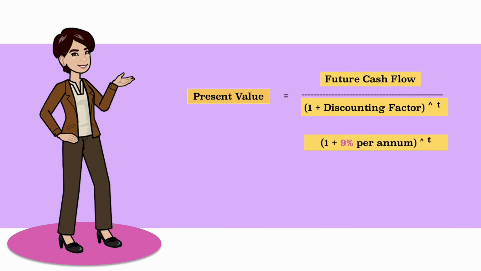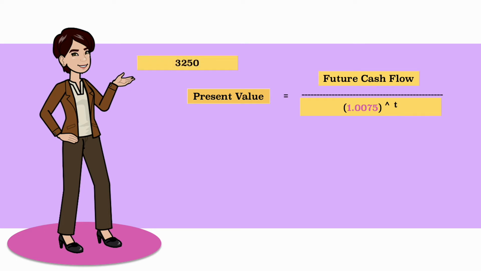Because interest incomes accrue every month, 9% per annum effectively works to 0.75% per month, or translated as 0.0075, which makes our denominator equal to 1.0075 raised to the power of t. The interest subsidy for James in the first month is 3,250 rupees. Therefore, to know its present value, we will use the formula 3,250 divided by 1.0075 raised to the power of 1, because the money is due after 1 month.